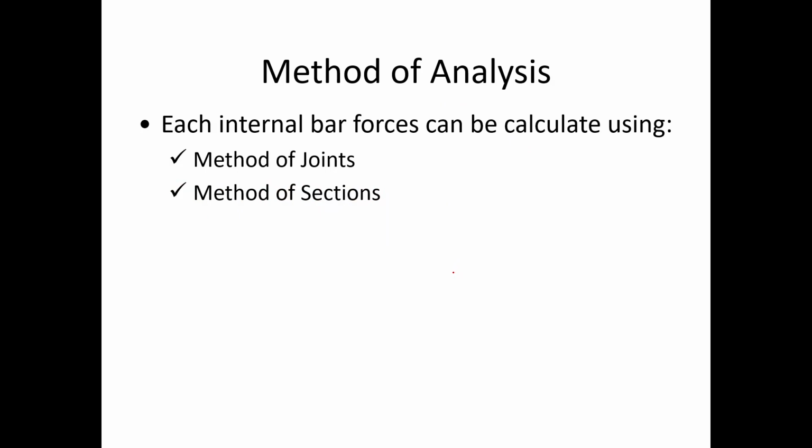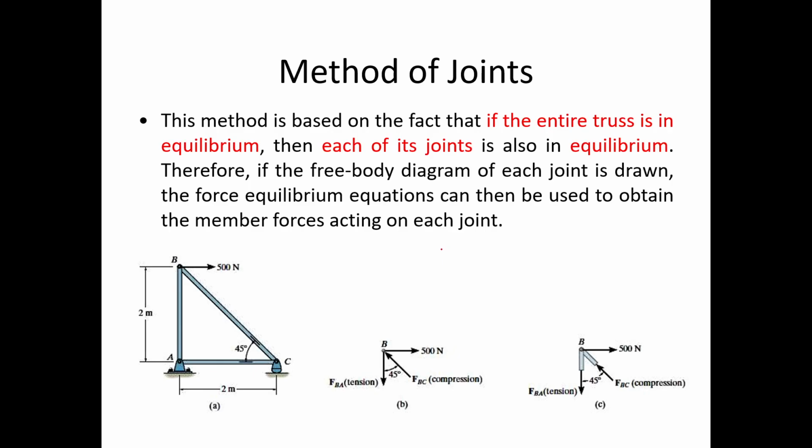All right, so for the method of analysis, again, we have two types: method of joints and method of sections. First we'll go to the method of joints. In the method of joints, we base on the fact that the entire truss is in equilibrium and also its joints. Meaning the truss is not moving from left to right, it is in static condition.